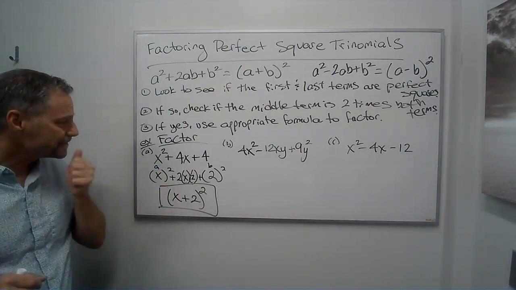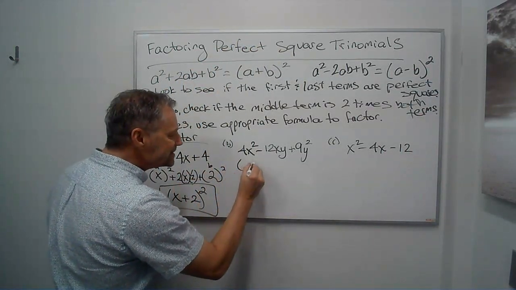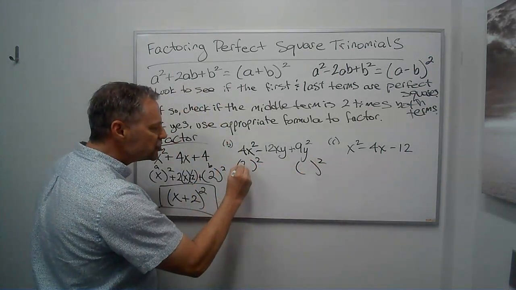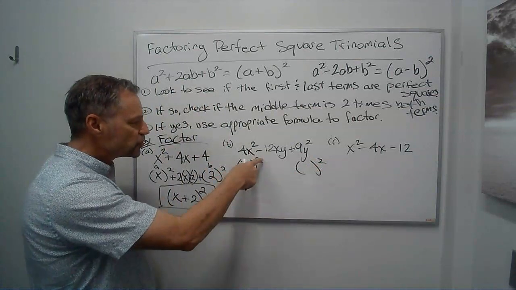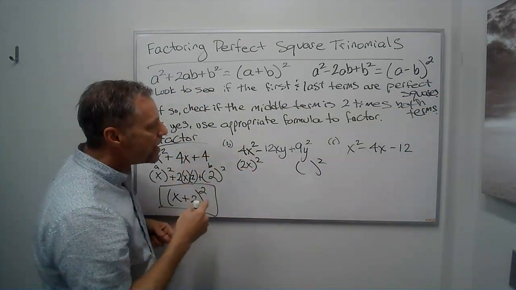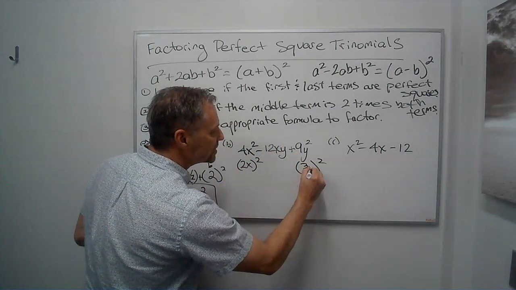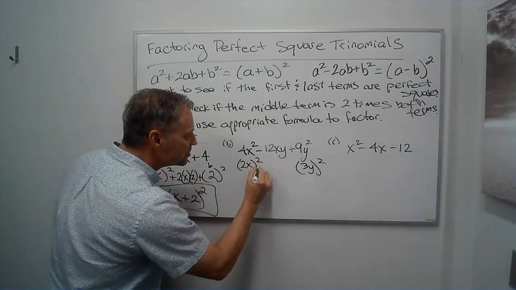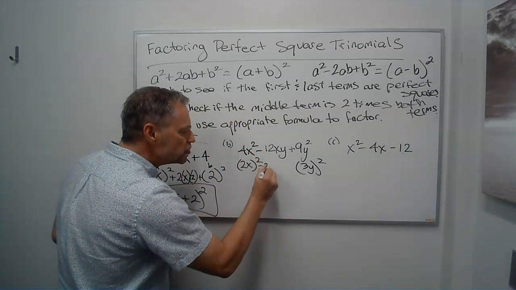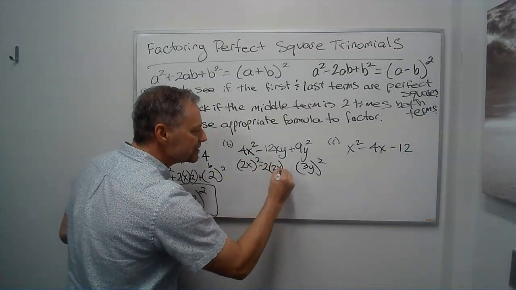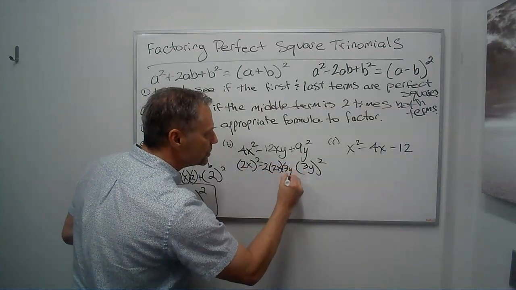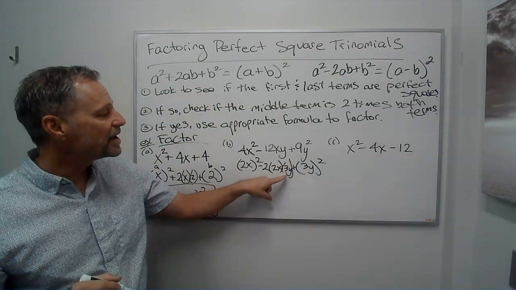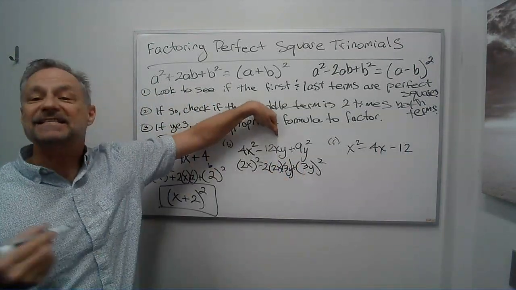Let's try another one. Okay, so is this something squared? Is this something squared? Well, yes, this is 2x, quantity squared. 2 squared is 4, x squared is x squared. And this is 3y, quantity squared. All right, let's see. It's a minus, so put a minus in it. It has to be 2 times this times this. And let's see, 2 times 2x is 4x, times 3y is 12xy. Yes, in fact, it works.